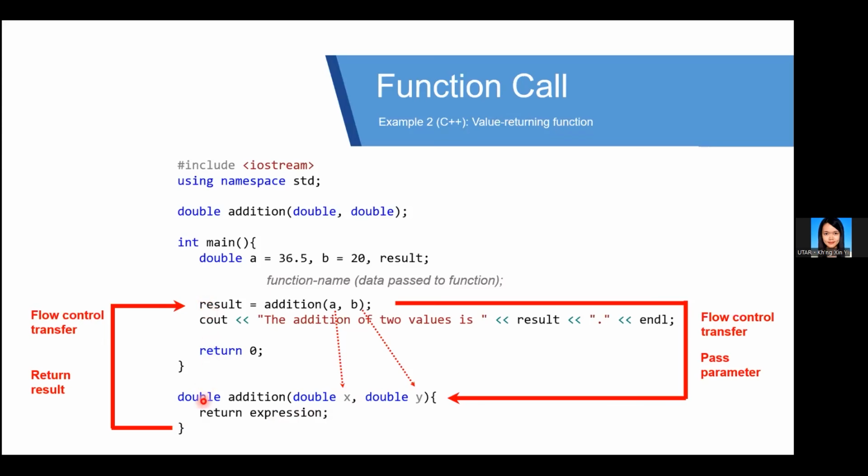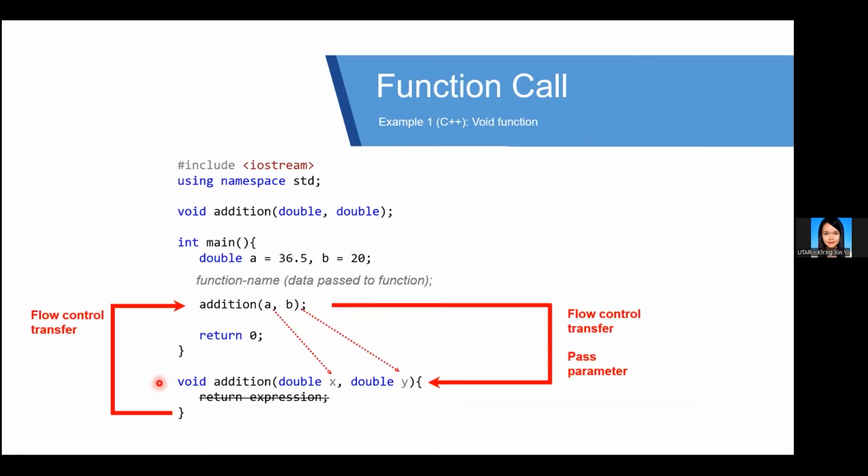But remember, since double is the return type, after the function is done performing its job, it's going to return a value of double data type back to the function caller. So that's why we have to include a return statement here. You have to include this return statement so that you can return the result back to the function caller in the main function. That's why if you have a void function, we don't need to include any return statement, because it won't return anything.